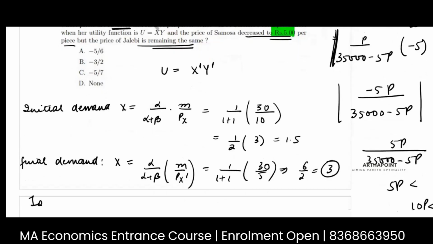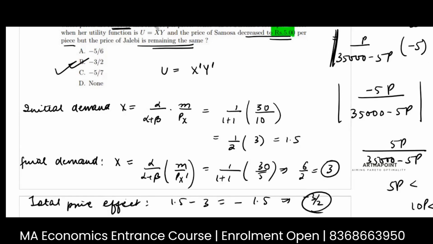What is the total effect? It is initial minus final, always. So 1.5 minus 3, which is minus 1.5, which is nothing but minus 3 by 2. Right? So the answer is B.